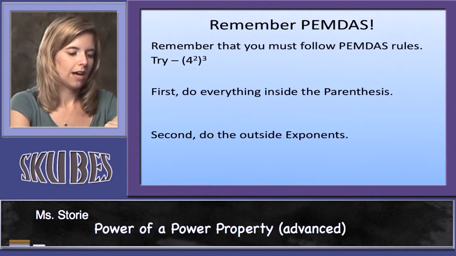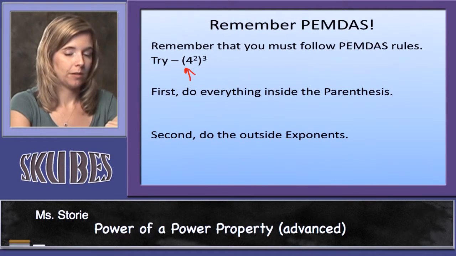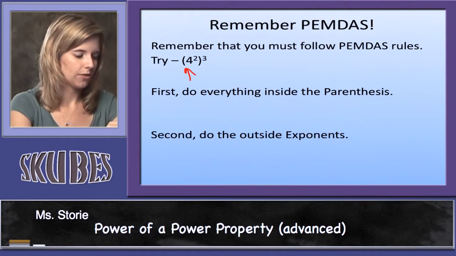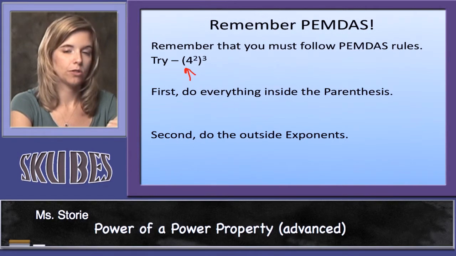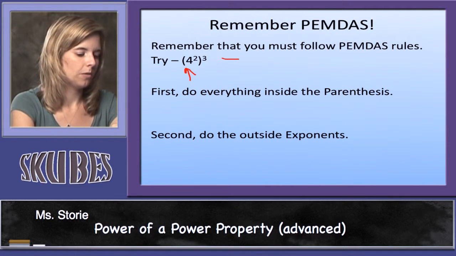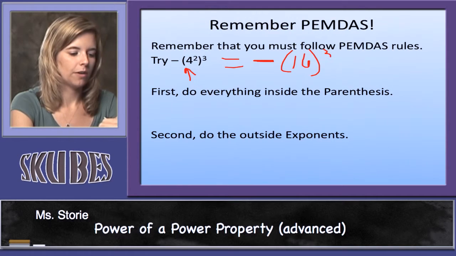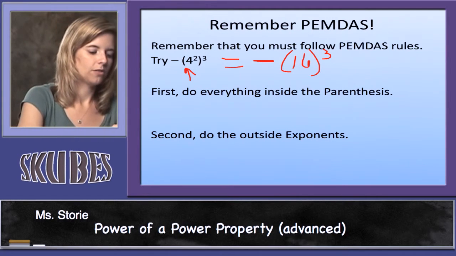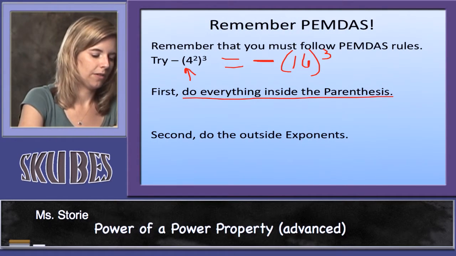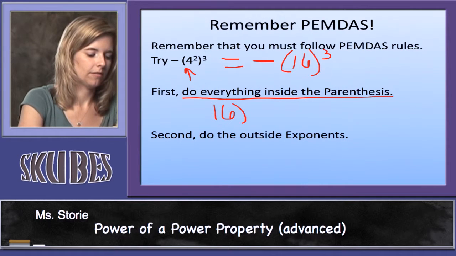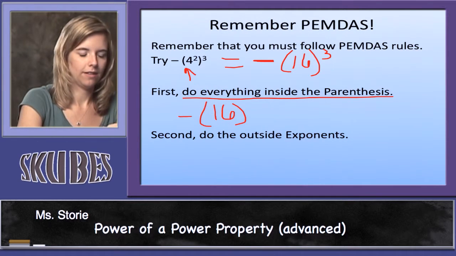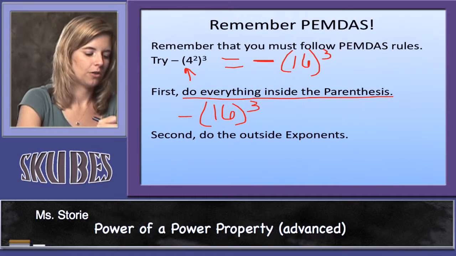Now, if you see that, remember you have to follow the PEMDAS rules, and PEMDAS says that you do parentheses first. So everything inside that parentheses, which is 4 squared. Don't worry about the negative until the very end. Just keep writing them down. So we're looking at 4 squared. 4 times 4 is 16. And they want that entire quantity raised to the third power. So right here, everything inside the parentheses, which was the 16. Recopy that negative sign to the third power.